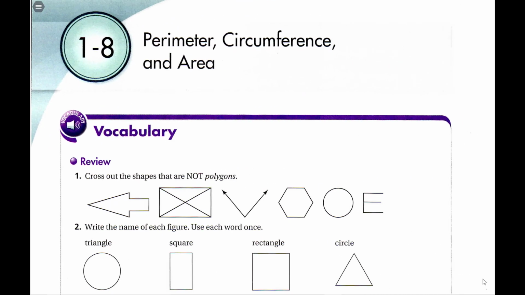For our last set of notes of this unit before our exam, and just a reminder that exam will be on Tuesday, we're going to look at perimeter, circumference, and area today.